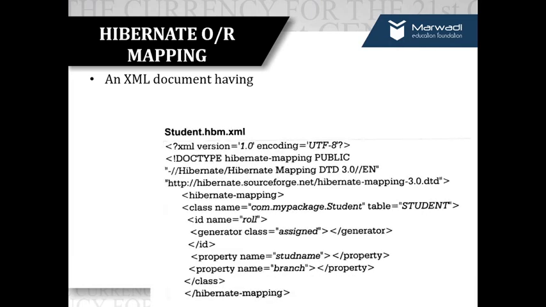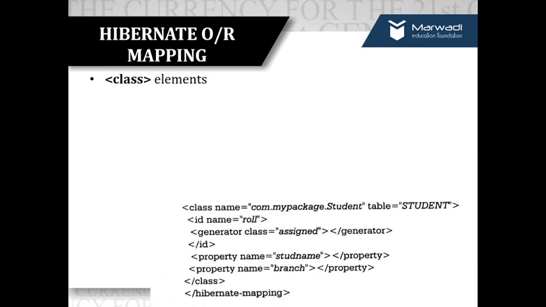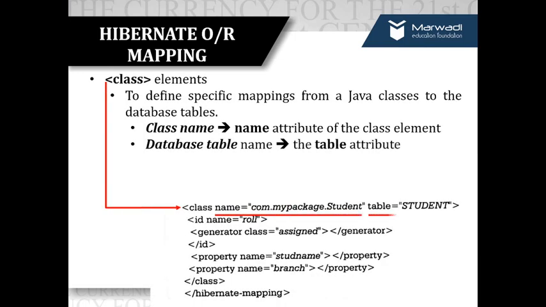So Hibernate OR mapping is an XML document. It has a Hibernate mapping root element, and it also has a class element that we saw. Then in the class element, the name attribute provides the name of the class, and the table attribute provides the database table name. It specifies the database table name. So this is a particular mapping of a Java class to a database table. So this is the main core, object relational mapping. This is the main core of Hibernate.